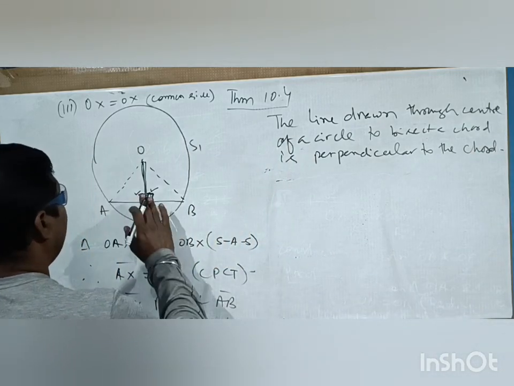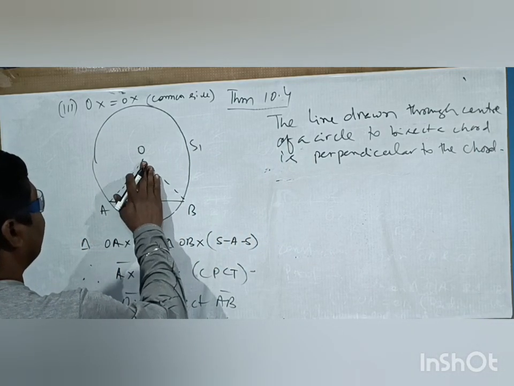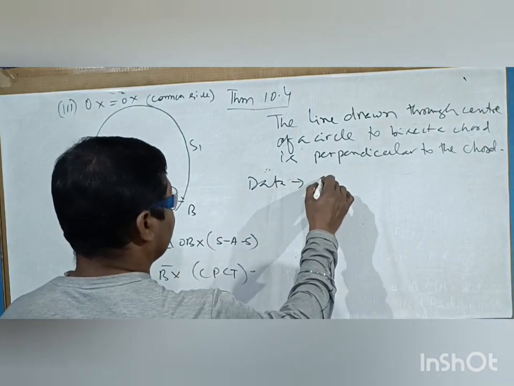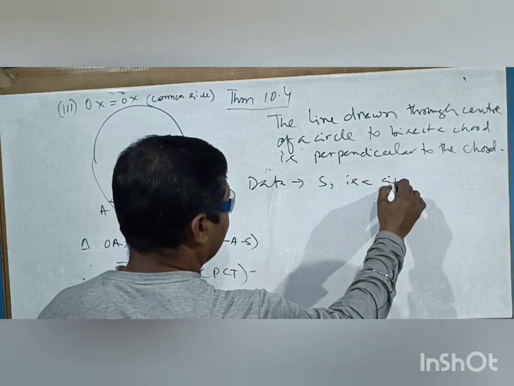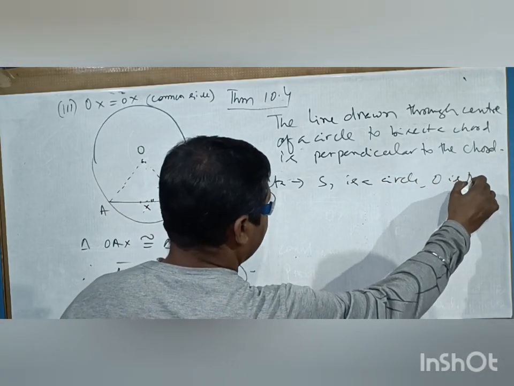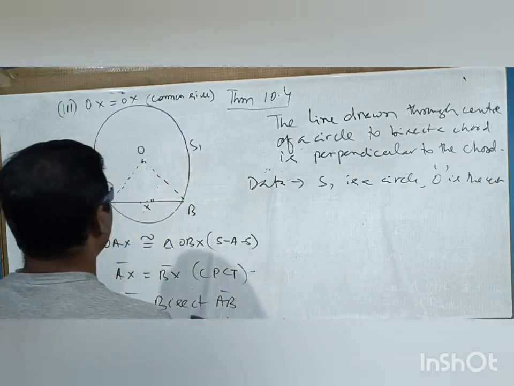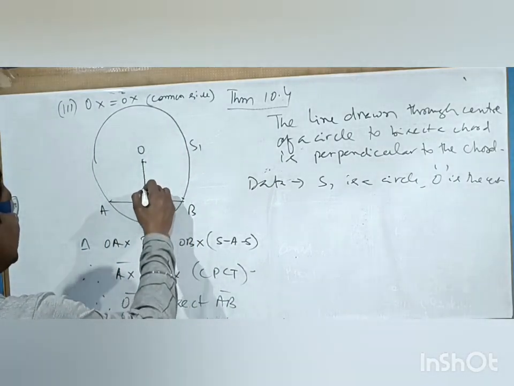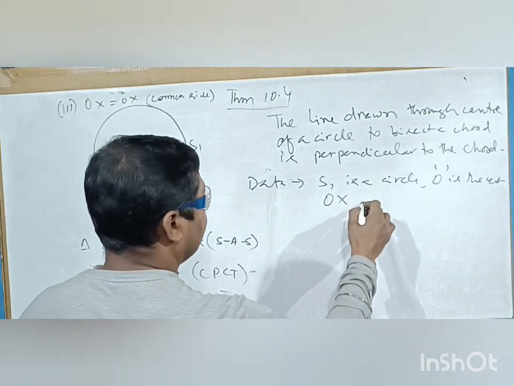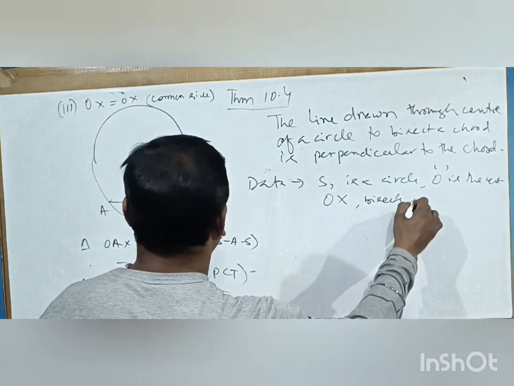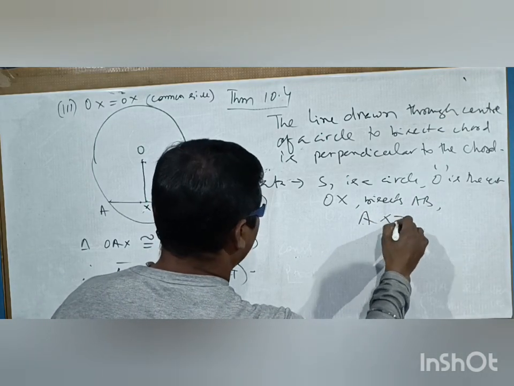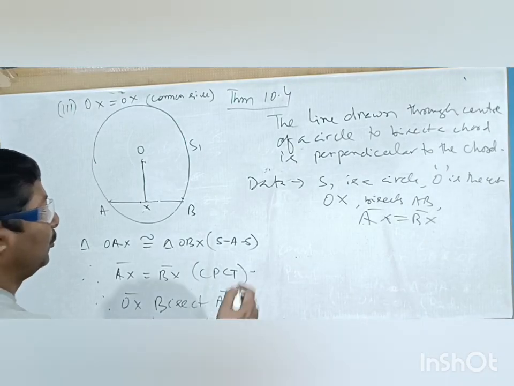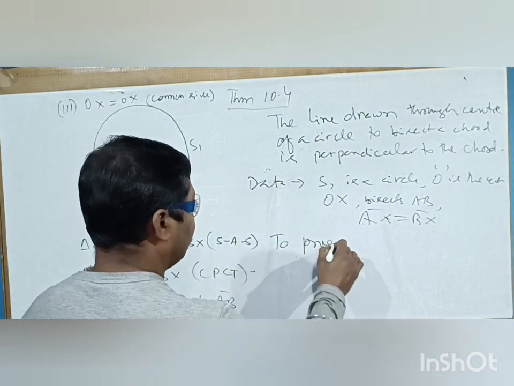So the same thing is here. The same data will be also here. Data given: S1 is a circle. O is the center. So this line OX bisects AB. That means AX equal to BX, given. This is already given. You have to prove. What to prove?